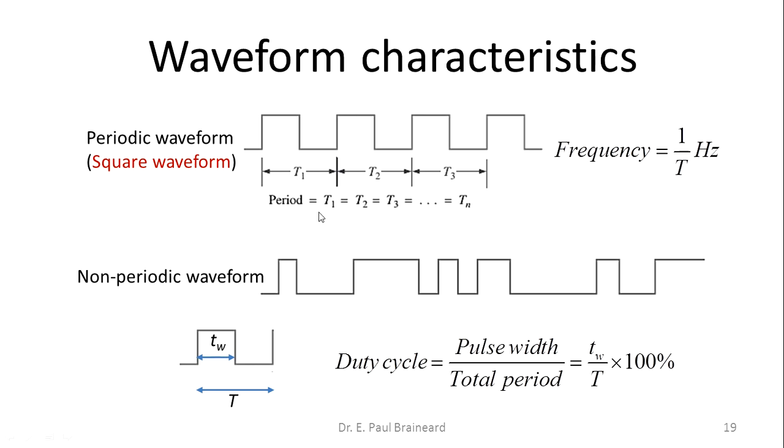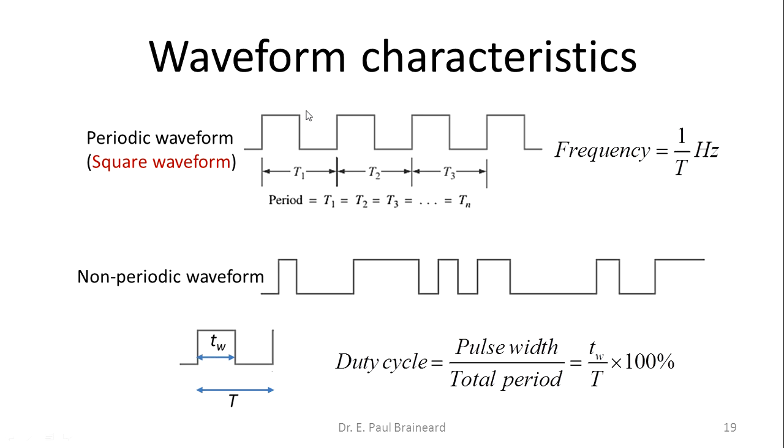So this periodic waveform, also called a square waveform, let us assume that the time period is capital T. In that case, the frequency is 1 by T Hertz. How do you understand frequency? The number of cycles in 1 second.